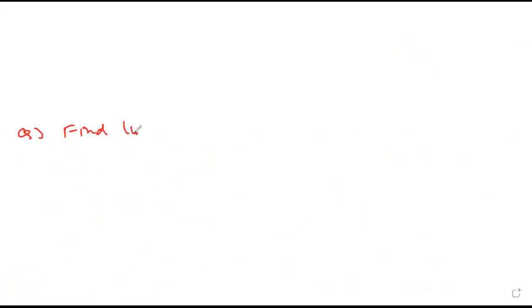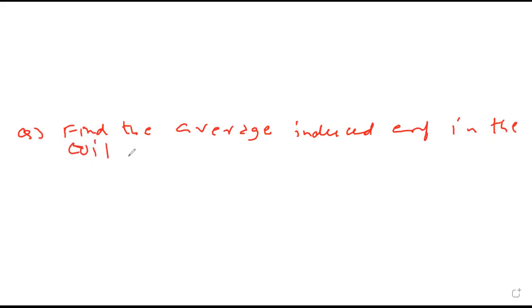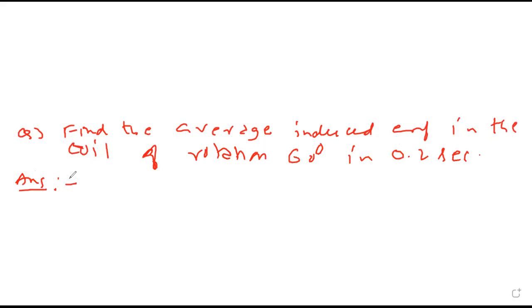Find the average induced EMF in the coil. Find the average induced EMF in the coil of rotation 60 degree in 0.2 second. See, nowhere have they given what is the area, what is B, what is omega. Just they are telling rotate 60 degree in 0.2 second.